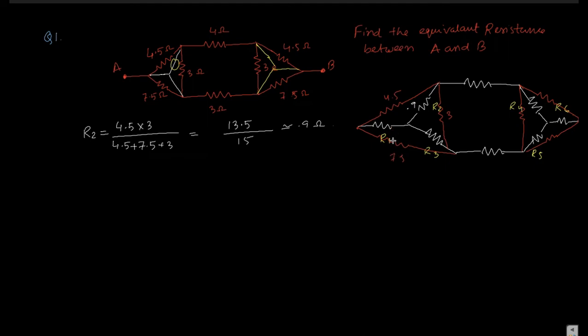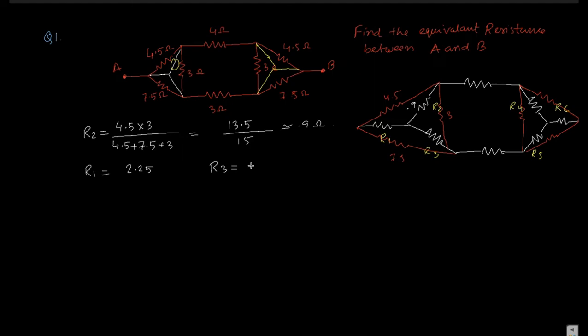Now what is the value of this? So if you consider R1, calculate it. R1 is equal to 4.5 into 7.5 divided by 15. The denominator part should be constant as it is R1 plus R2 plus R3. So it becomes 4.5 into 7.5, how much? 2.25. So R1 becomes 2.25 ohm.